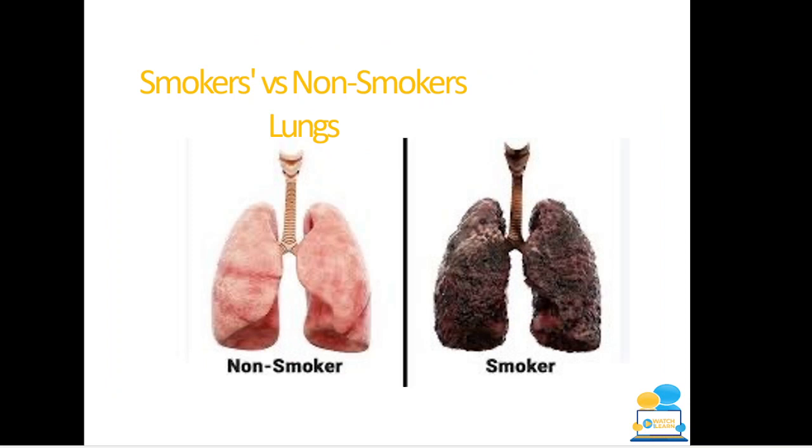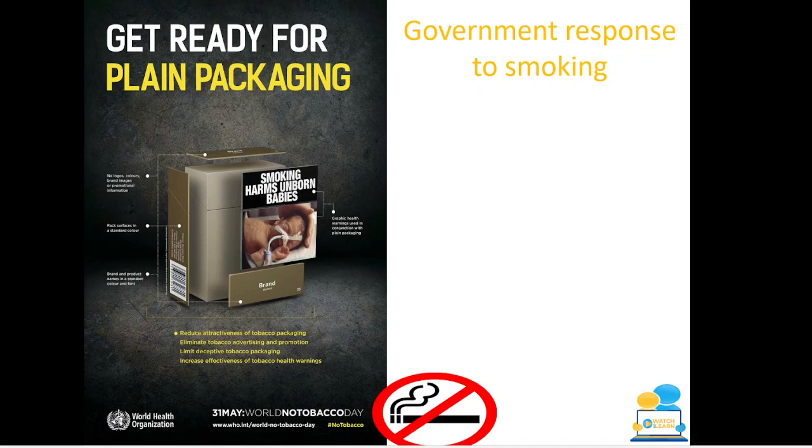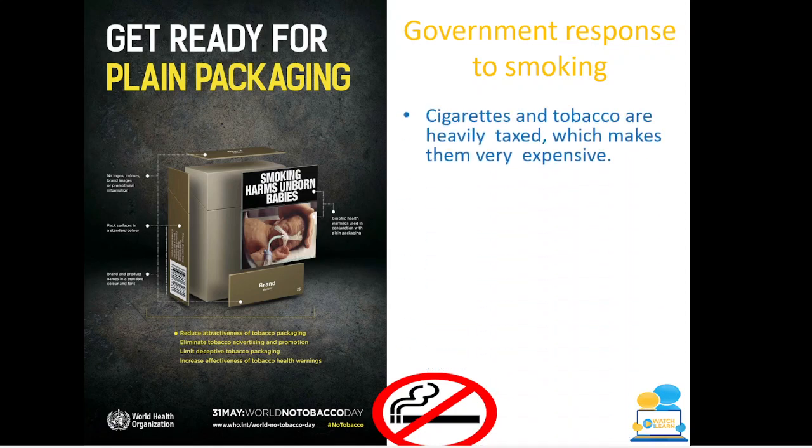So here's a picture of healthy lungs on the left, and you can see what smoking does to the lungs on the right and how bad it is. So you'll know from seeing packs of cigarettes that they all have these warnings on them, okay? They're also very heavily taxed, and that's to try and discourage people from buying them, because if they're very, very expensive, you're not going to be able to physically afford to buy them.